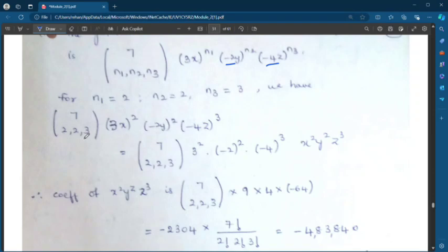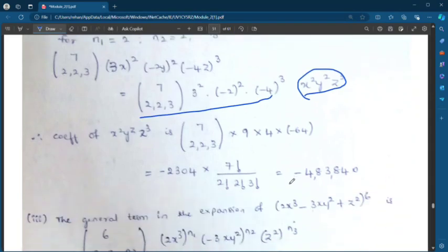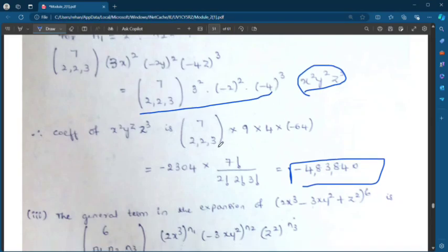3x square is nothing but 9x square. 9 into x square, minus 2y the whole is nothing but plus 4 y square. Then minus 4 the whole cube is minus 64, like that. See, minus 4 cube x square y square z cube I got. Then I have to just solve this. It is nothing but 7 factorial divided by 2 factorial into 2 factorial into 3 factorial, into 3 square into minus 2 square into minus 4 cube. So I'll get this value. Why am I getting minus? Because I have minus 4 cube, right? So this thing will give me a minus value. Minus into the whole thing will become minus.